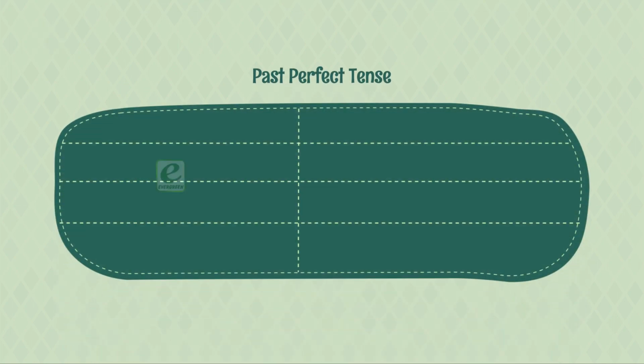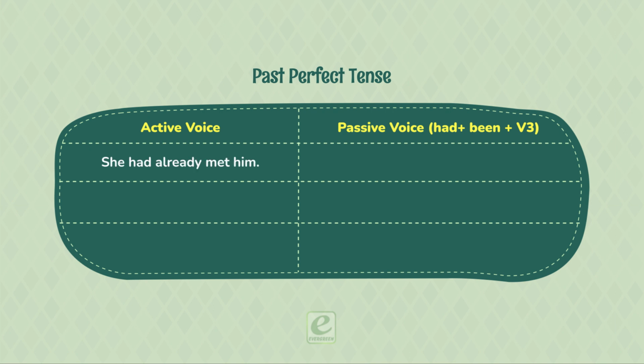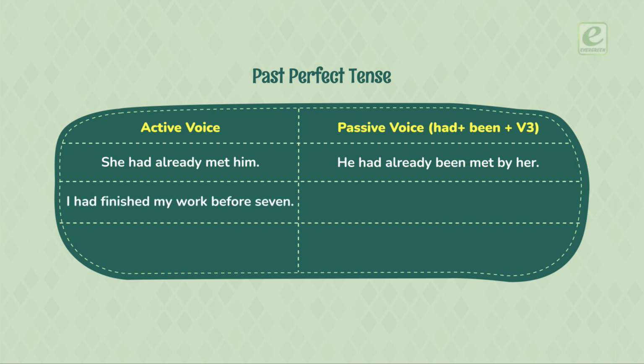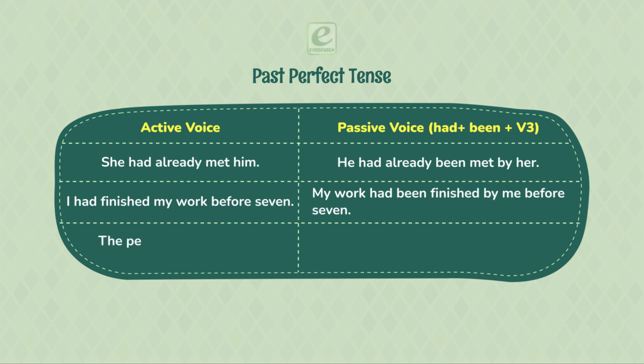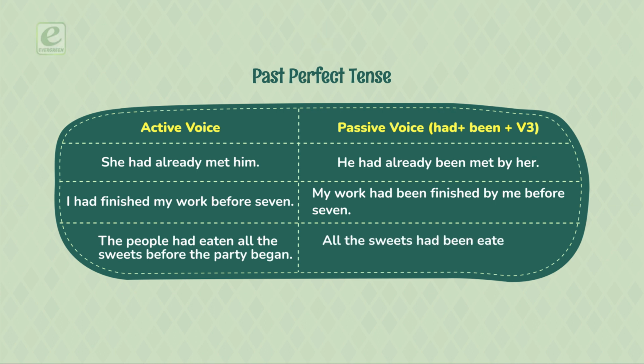Past perfect tense. Active voice, passive voice: had plus been plus third form of verb. She had already met him. He had already been met by her. I had finished my work before 7. My work had been finished by me before 7. The people had eaten all the sweets before the party began. All the sweets had been eaten by the people before the party began.